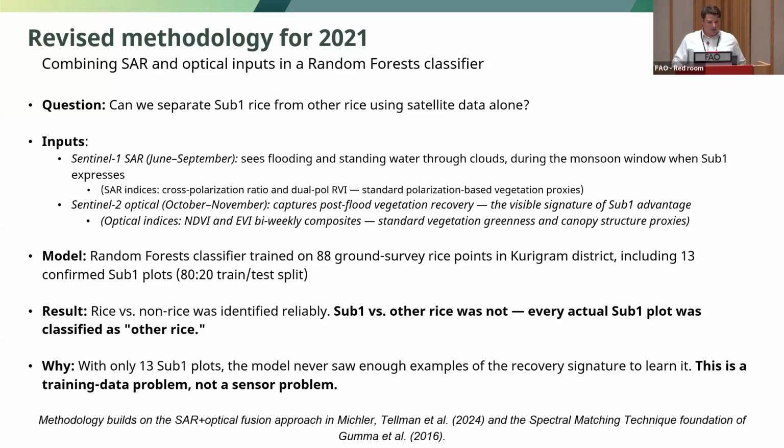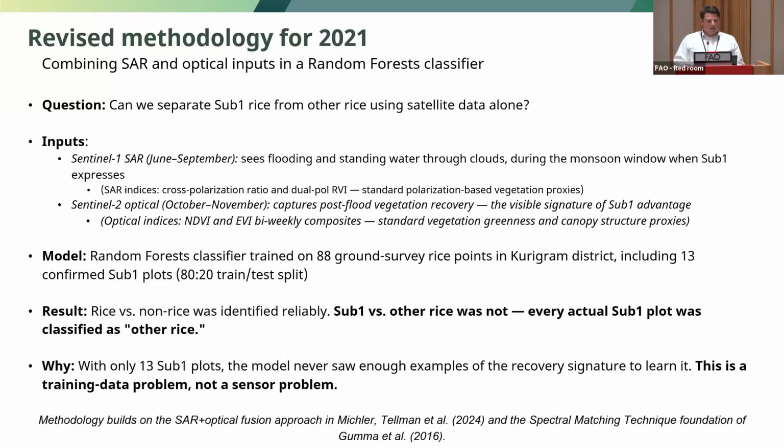In our use case, we used Sentinel-1 SAR data from June to September to see the flooding and standing water through clouds. Then Sentinel-2 optical was utilized for the post-flood vegetation recovery. The effort was to use a random forest classifier trained on the 88 available ground survey rice points. Of the 88 rice-specific data points that we had, 13 were confirmed to be sub-1.